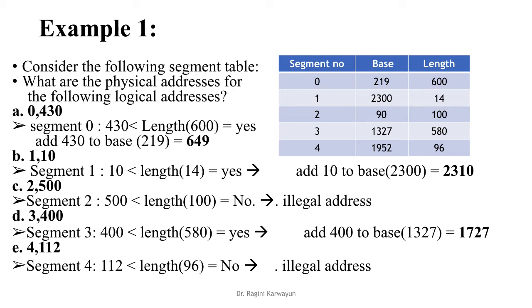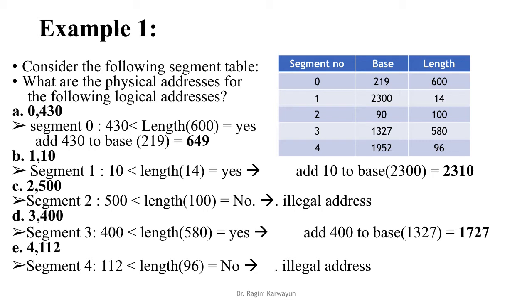Then the second address 1, 10, that is, segment number is 1 and the offset is 10. Again the length of segment 1 is 14. So obviously the 10th word belongs to this segment, and yes, we proceed further and add 10 to the base address of this segment, that is 2300, so 2310 is the respective physical address of the given logical address.